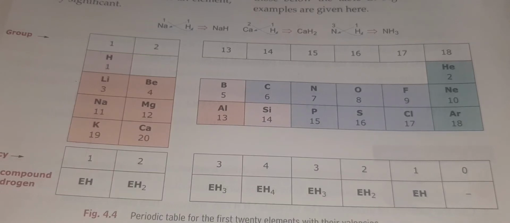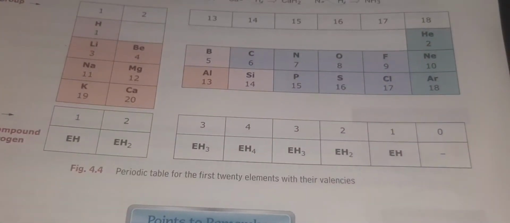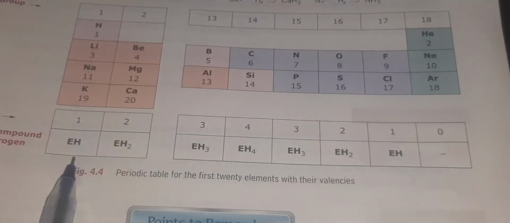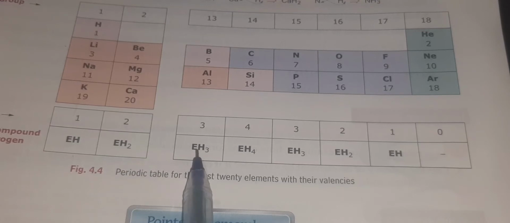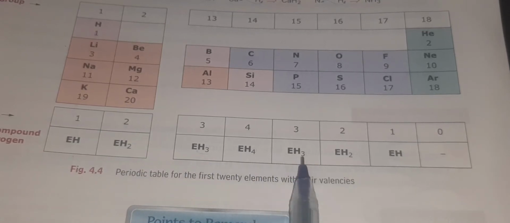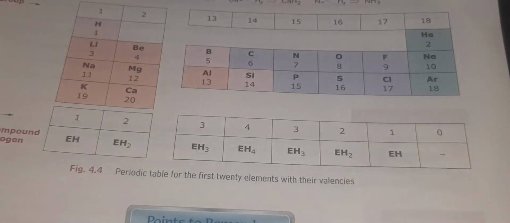Because already we have learned that valency is the number of hydrogen atoms which can combine with them. So in group 1, 1 hydrogen can combine. In group 2, 2 hydrogens are there in the formula. In 13, 3 hydrogens are there. In 14th, 4 hydrogens. Then 3 hydrogens, 2 hydrogens, and ultimately 1 in the 17th group.